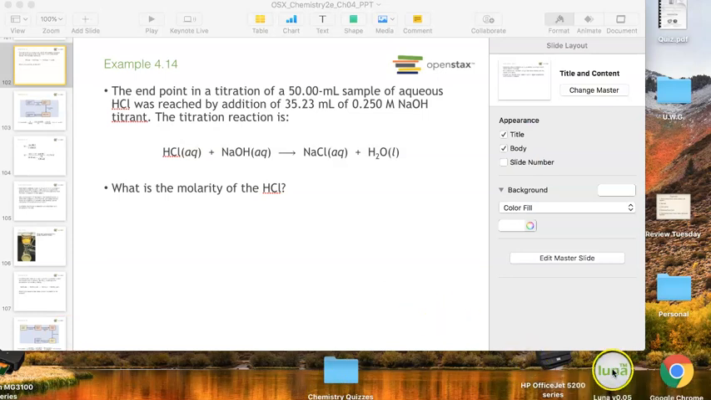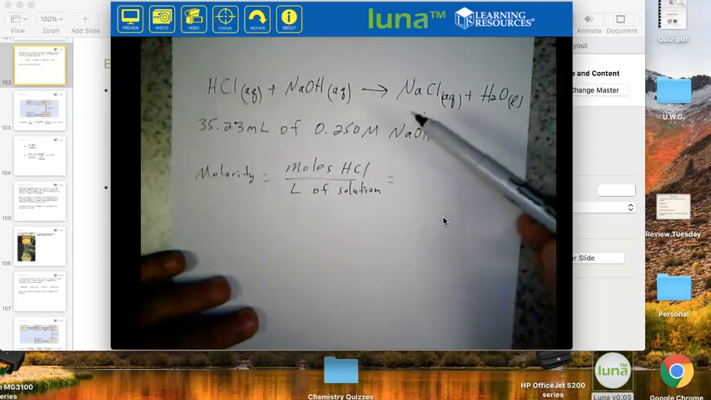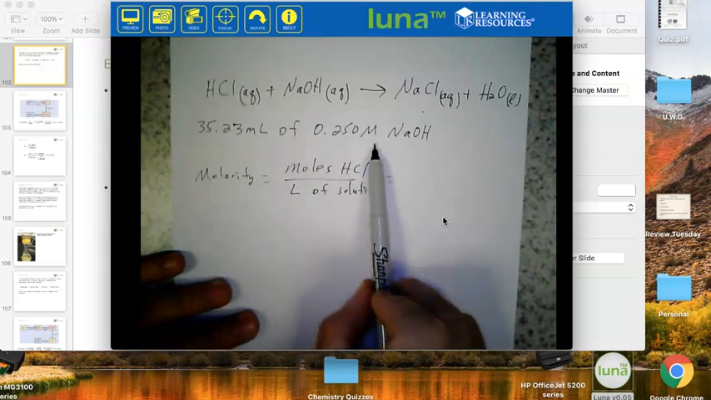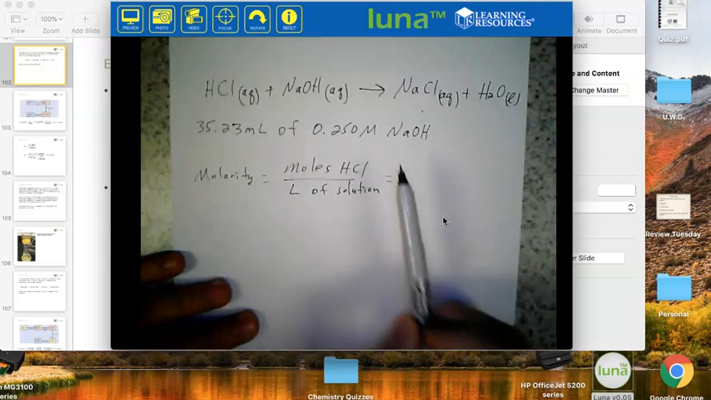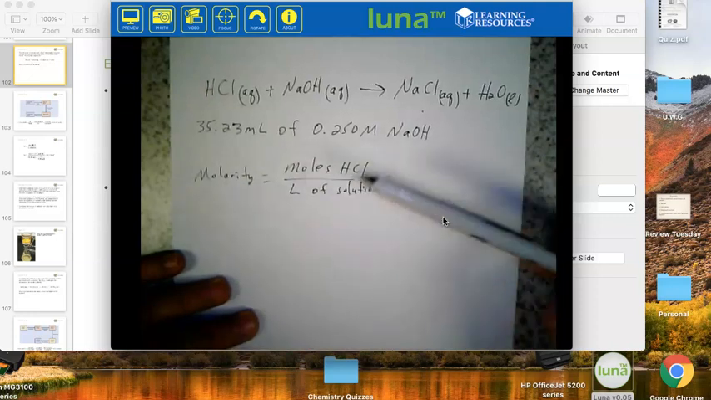Alright, so let me switch over to doing this by hand here. So here's our balanced equation. Okay, we used 35.23 mL of a 0.250 molar solution of sodium hydroxide. They're asking for the molarity of hydrochloric acid. So that would be equal to the moles of hydrochloric acid per liter of solution. Okay, so I need to find the moles of hydrochloric acid.